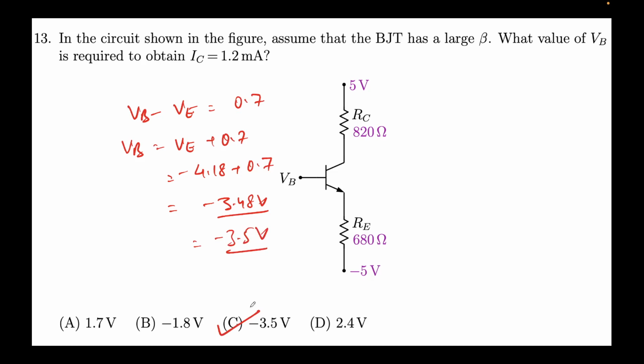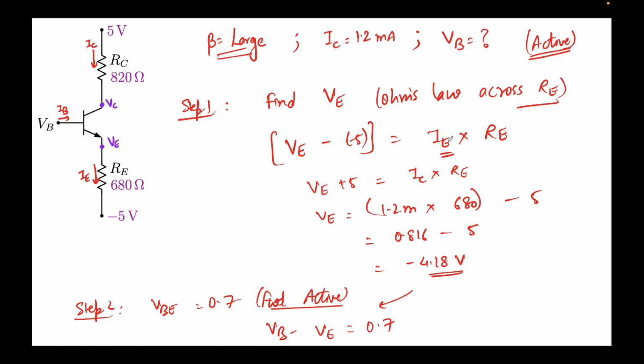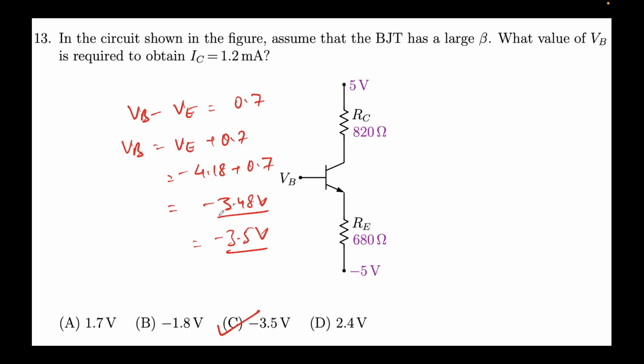So I'll summarize what I have done. We were given this problem, large beta. A large beta ensures that IC is approximately equal to IE. That's the effect of large beta. Since we were required to find VB, we first found VE by using Ohm's law across this, and VE was minus 4.2 approximately. Then, since this transistor is operating in forward active mode and it's an NPN BJT, we wrote the expression VBE equal to 0.7 volts, and then moving VE to the other side, we got VB as minus 3.5 volts.